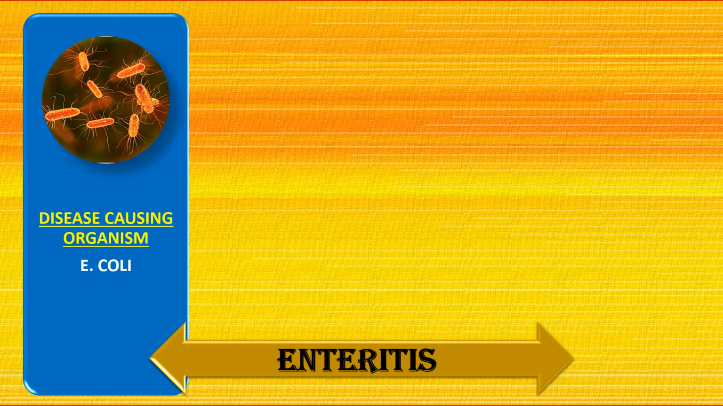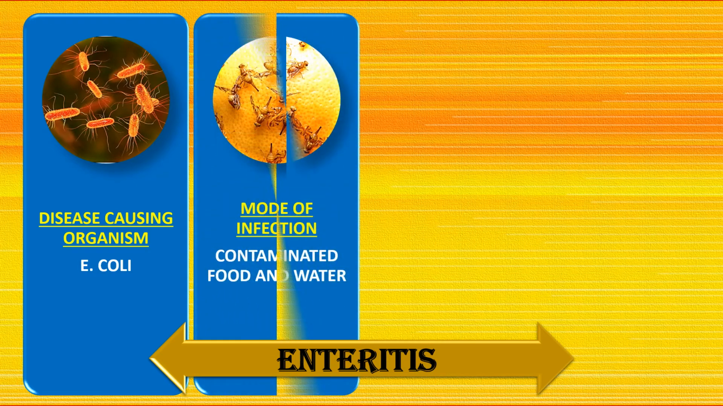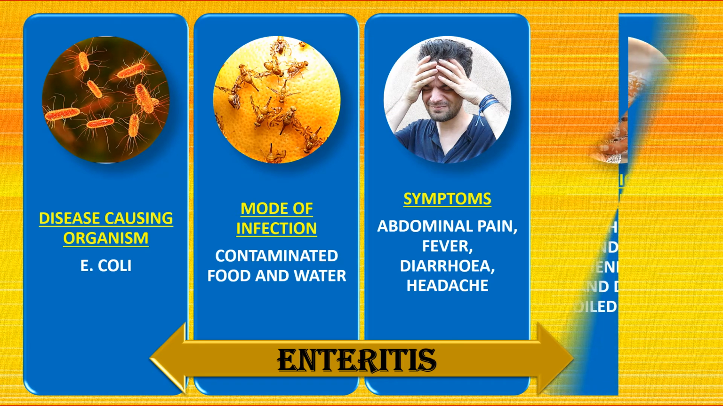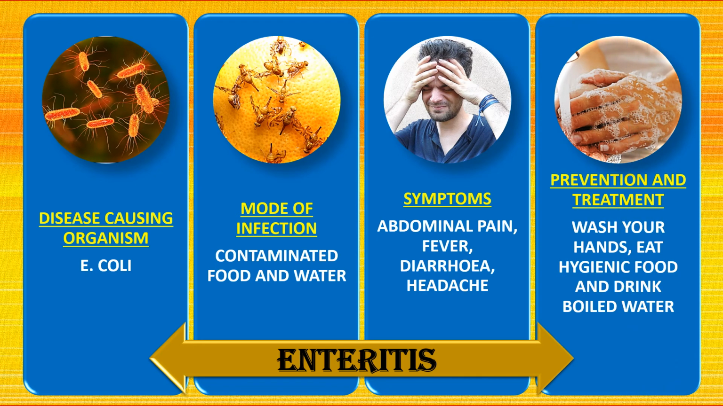Another infectious disease, enteritis. The disease-causing organism is E. coli, and once again the mode of infection is contaminated or spoiled food and water which has disease-causing germs. The symptoms are pain in the abdomen, fever, diarrhea, headache, and we can prevent this by washing our hands, eating good hygienic food, and drinking boiled water.